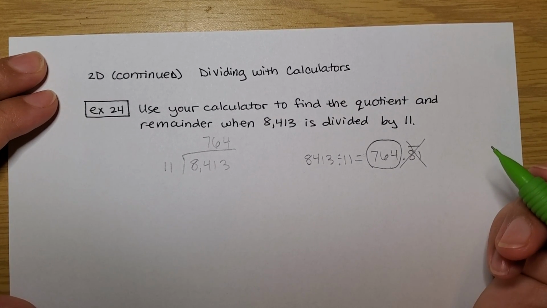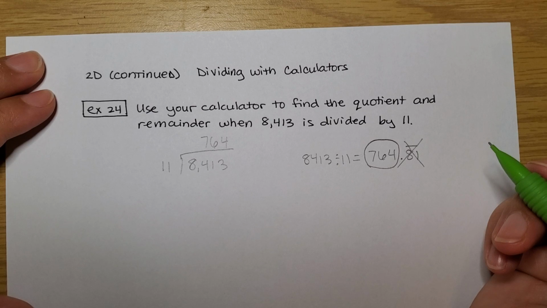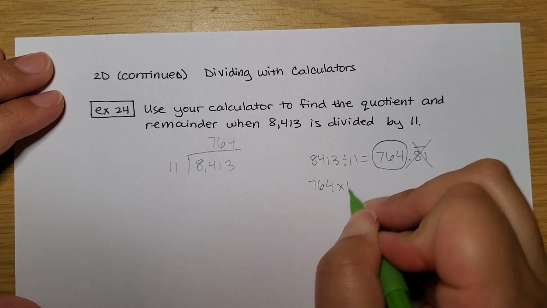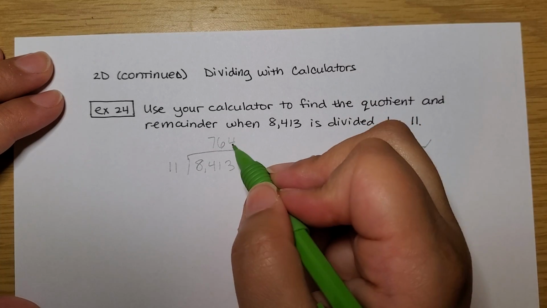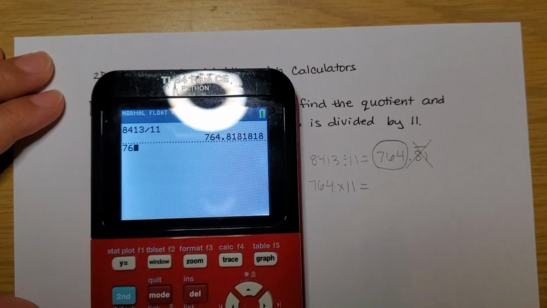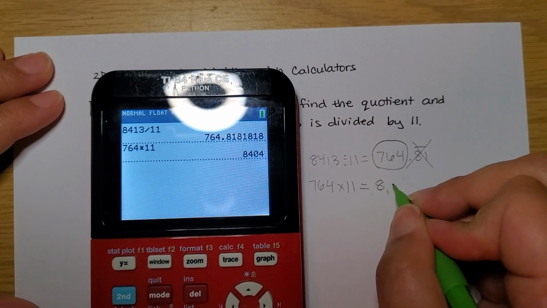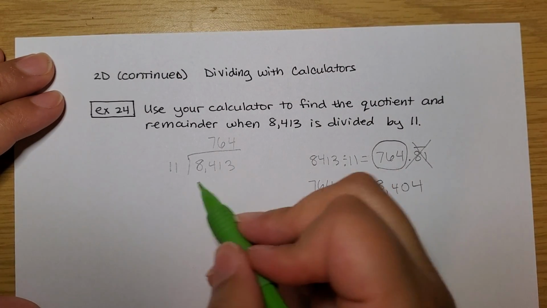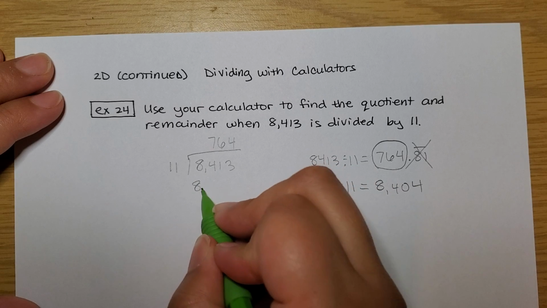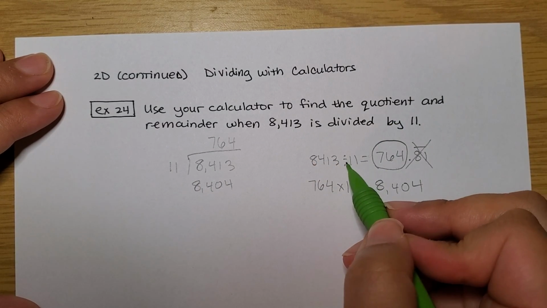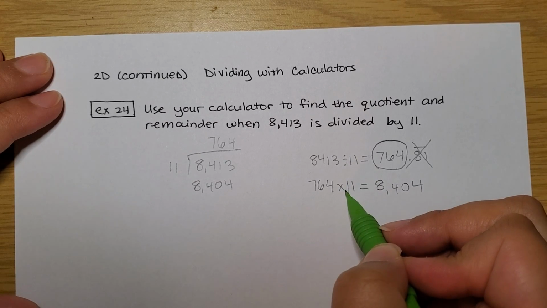Next on my calculator, I'm going to do the multiplying step of the long division algorithm. So I'm going to do 764 times 11 equals. And I get 8,404. So that's what I'm going to write underneath, 8,404. So we did the dividing part of the algorithm, then we just did the times.